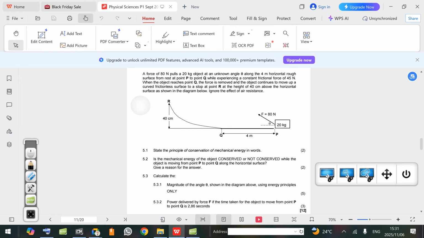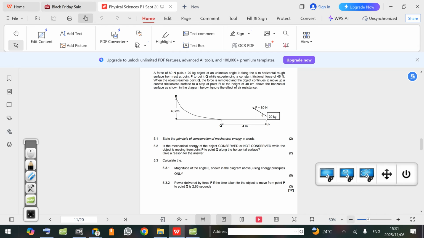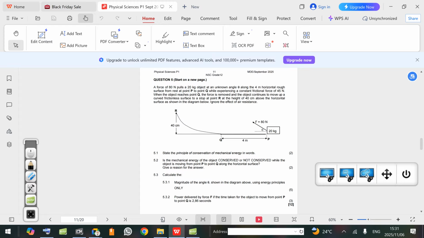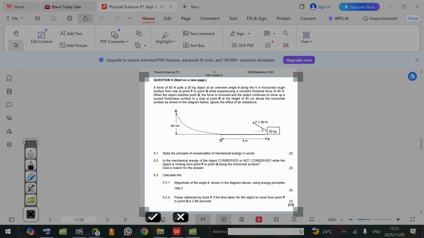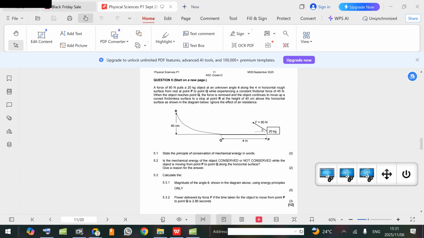12 marks. Work, energy, and power. Can I give you some time to just try, please? Free body diagrams and everything must be in. Then we just work our way up.